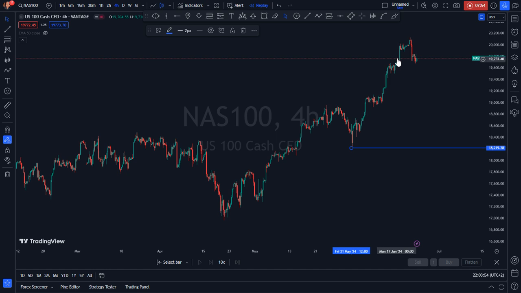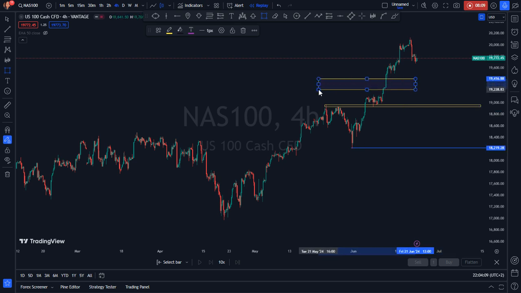This is our last impulsive move going all the way towards the upside. So this is our previous strong highest point before. This was our previous high before this slight correction that happened, and then the market gave us this impulsive move.